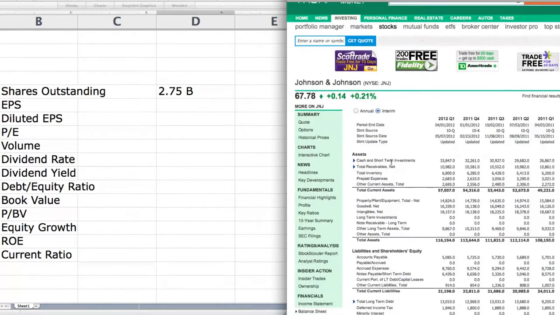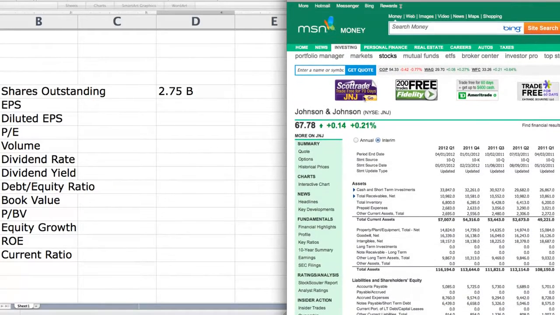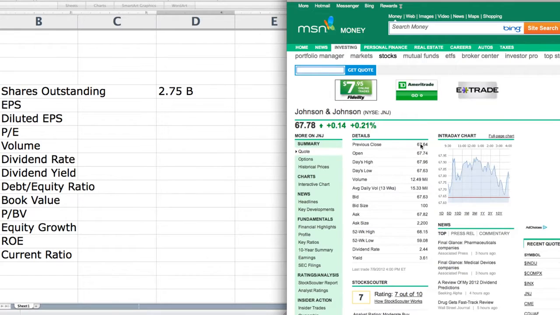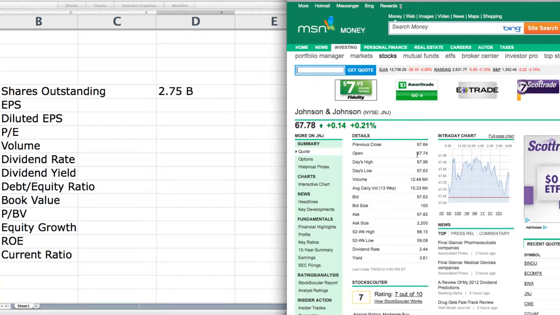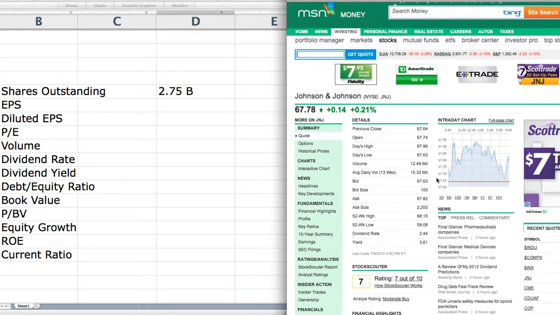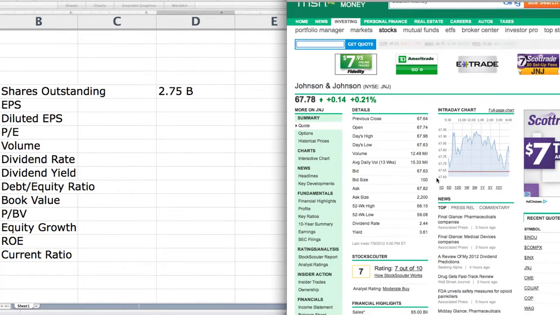Okay, so the next number is the earnings per share. Let's go back to the top level Johnson & Johnson page. This is the page you'd come to if you just typed in J&J. EPS stands for earnings per share, and this is a really important number, one of the most important numbers you can possibly know, because this is the bottom line profit that one share makes for an entire year. So one share for the entire year, and it's the bottom line profit.